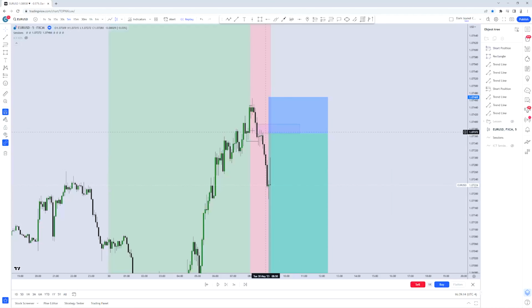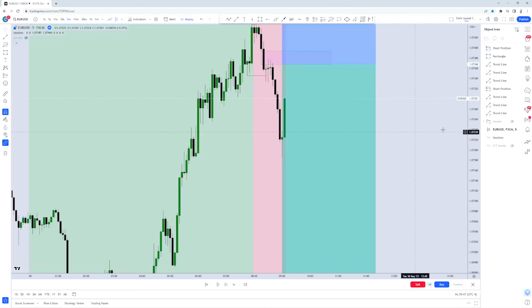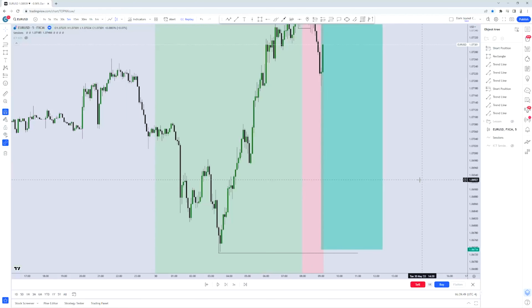So one thing that I have to say, on the 5-minute time frame, even a wick of a candlestick is going to do it. On the 1-minute time frame, I always want to see a full body break, but on the 5-minute, you can go ahead and take the trade.